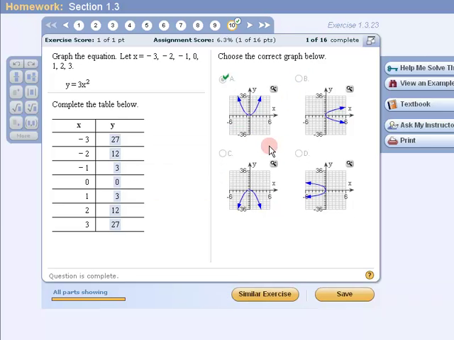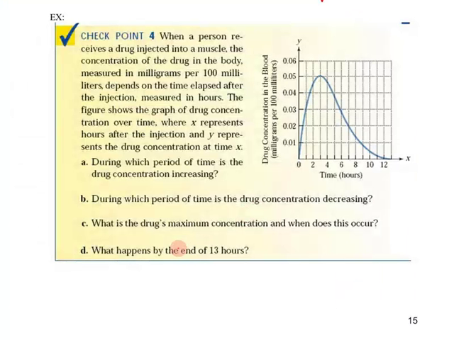All right, last thing we're going to take a look at is interpreting some graphs from some word problems, being able to use these graphs to answer some questions. All right, so here we go. This is taken out of your textbook. When a person receives a drug injected into a muscle, the concentration of the drug in the body is measured in milligrams per 100 milliliters, depending on the time elapsed after the injection, measured in hours. The figure shows the graph of drug concentration over time, where x represents time in hours and y represents the drug concentration at that time.